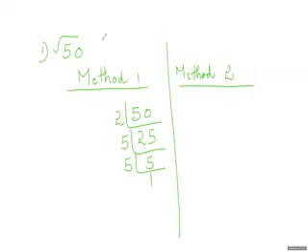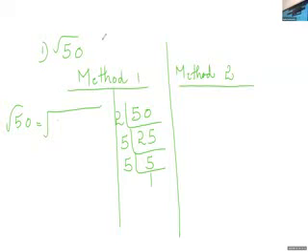Now our question is root 50, right? This sign is known as the radical. Altogether these numbers are known as radicals. I hope you understood. So root 50, 50 is 2 into 2 into 5.